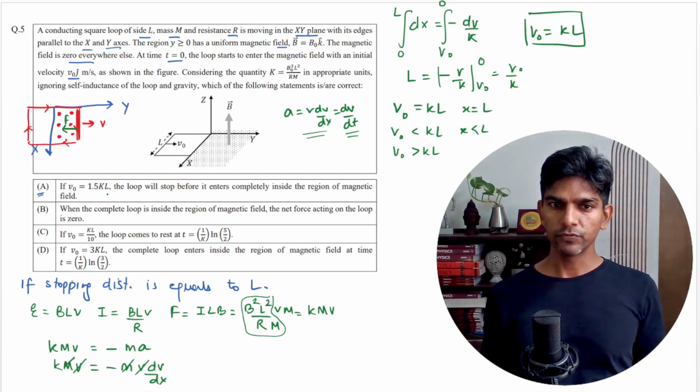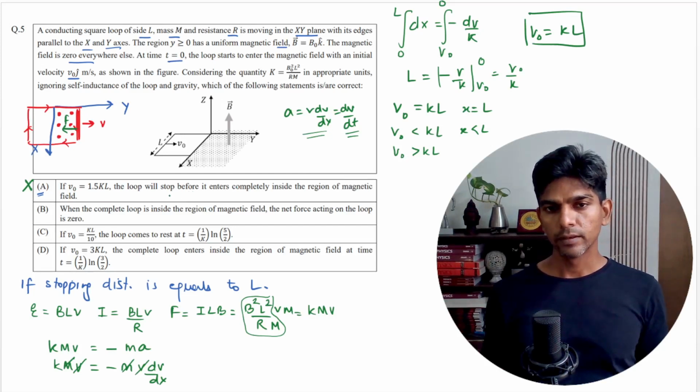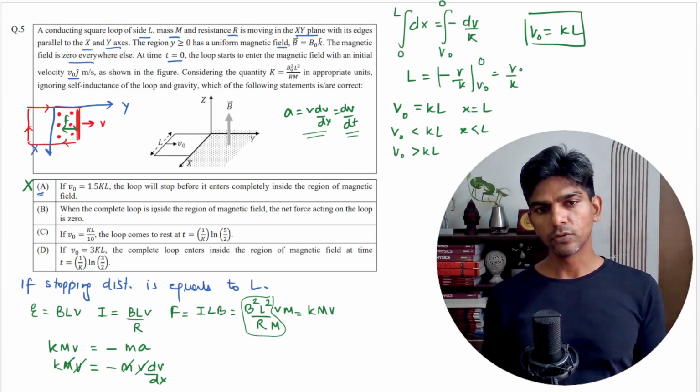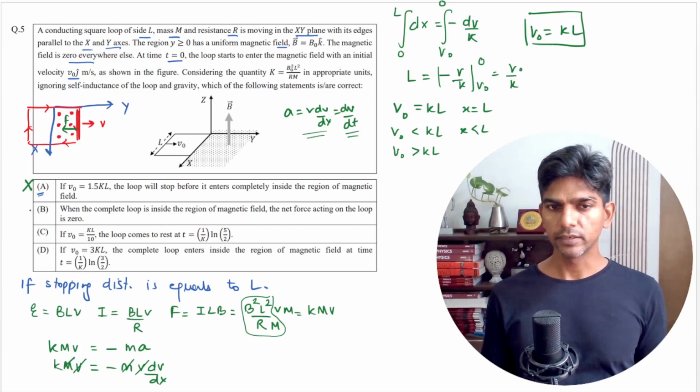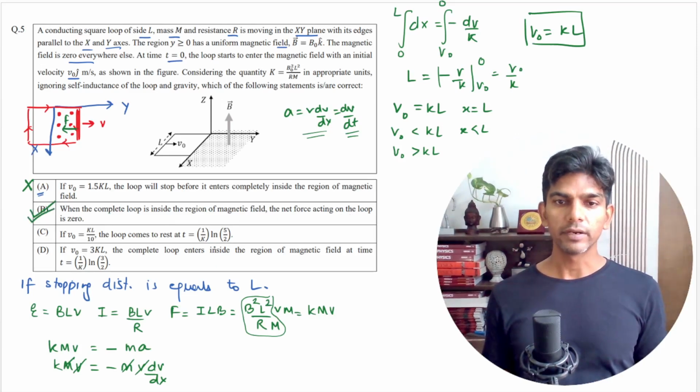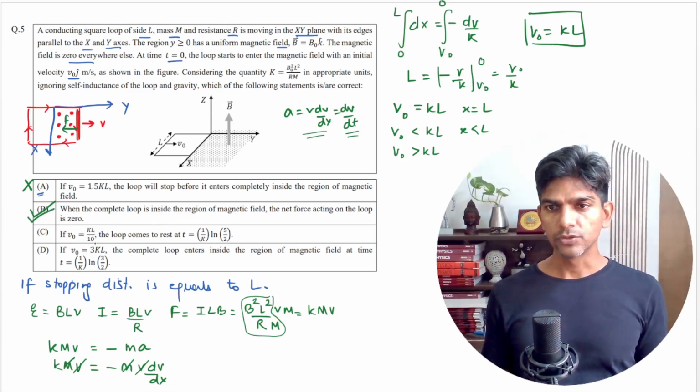So let us see the first option. If V naught is 1.5 KL, the loop will stop before it enters completely. That is wrong. It won't, okay, right. When V naught is greater than KL, it won't stop. It will enter the field and keep on moving at constant velocity. When the complete loop is inside the region of magnetic field, the net force acting on the loop is zero. So that is correct. There won't be any induced current, right? If V naught is KL by 10, which is less than KL value, it means it will come to rest. So the loop comes to rest at t equal to 1 by k.